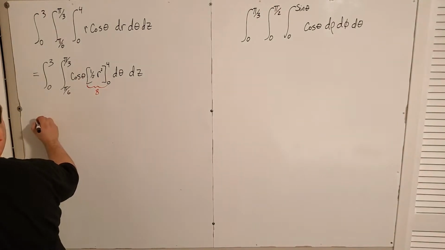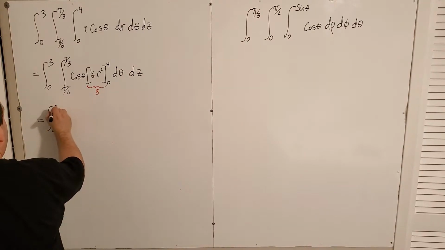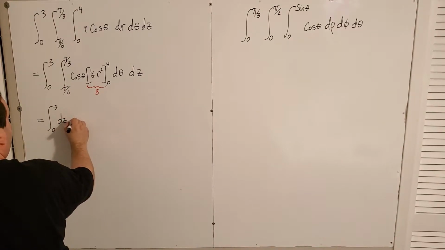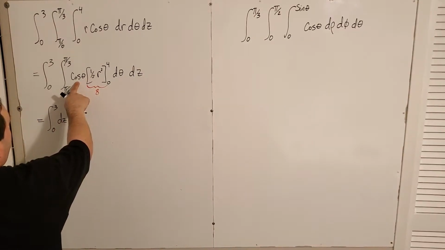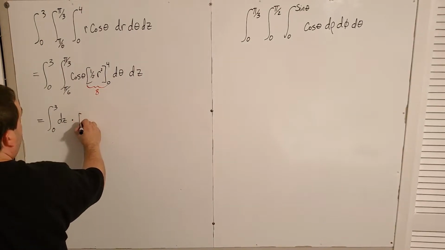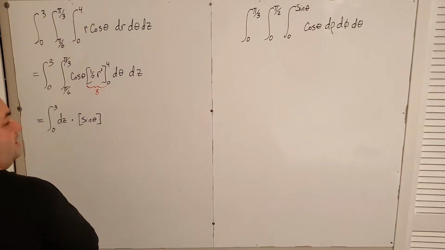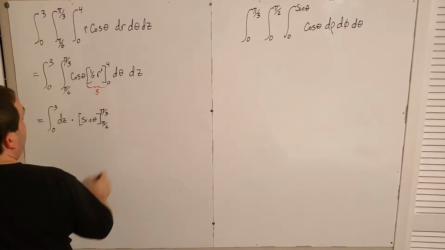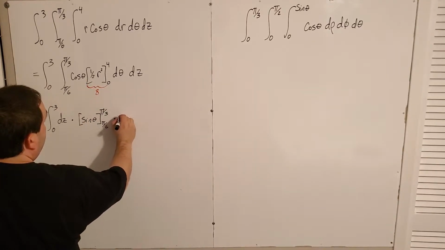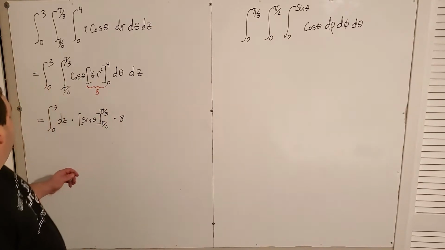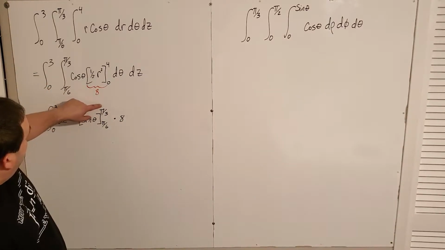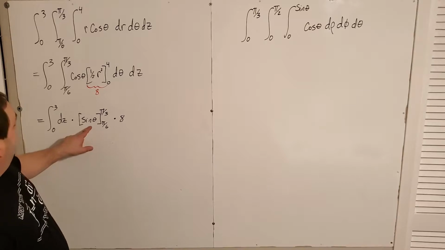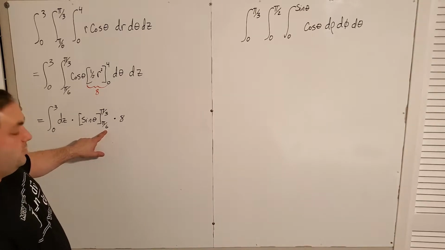Okay, so then I still have my integral from 0 to 3. dz has no dependence anywhere. I'm just going to pull it to the front times the antiderivative of cosine theta. That's still sine theta, from pi over 6 to pi over 3, times the 8 that we had from that one, right? Okay, so sine of pi over 3, sine of 60 degrees, is square root of 3 over 2. And sine of pi over 6 is just 1/2.